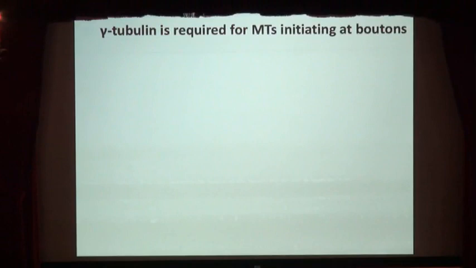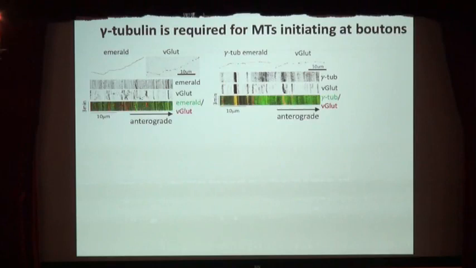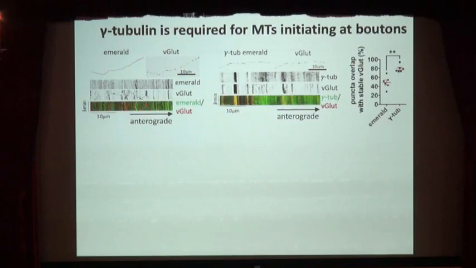So I first examined the gamma tubulin localization relative to boutons in mature hippocampal neurons transfected with either gamma tubulin emerald or emerald control as the cytosolic accumulation at the bouton. And I find that there is 80% co-localization of gamma tubulin with the stable V-glut puncta, which is a significantly higher percentage than the emerald vector control.